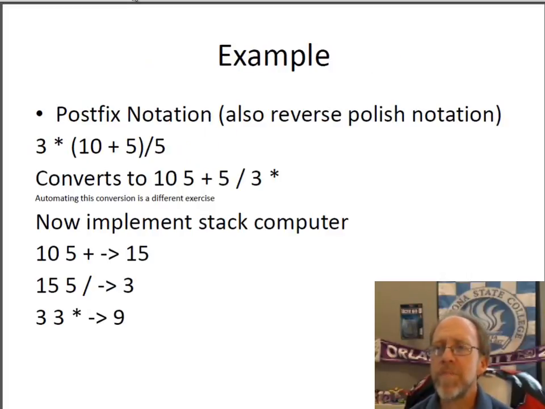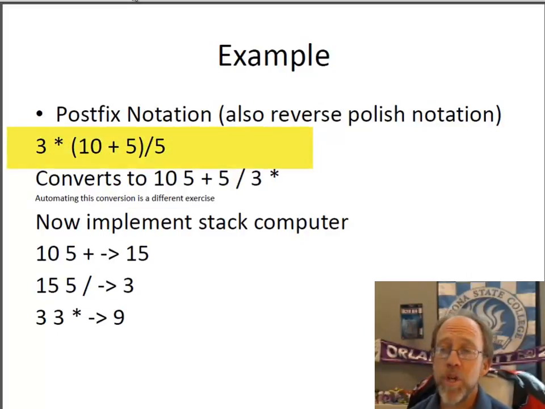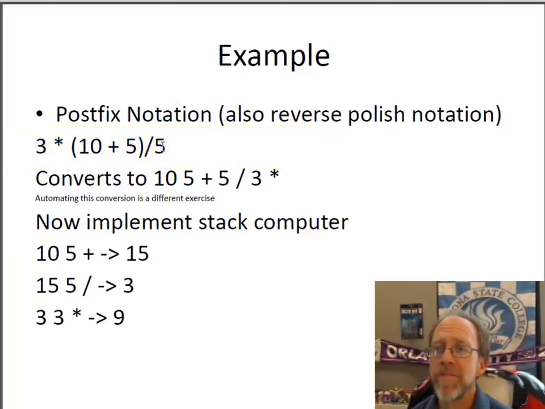So let's go to a little bit more complex example here. In this case, I'm going to do 3 times the quantity 10 plus 5, divided by 5. I'm going to assume that the rules of precedence here are that the 10 and the 5 get added and divided by the 5, and then that gets multiplied by the 3. But if you know anything about the arithmetic involved, whether the multiplication by 3 goes first or the division by 5 goes first, it won't make any difference. But what's in the parentheses is going to take precedence here. If you were to convert that to postfix notation, that would make the actual order of the operations 10, 5, plus, 5, divide, 3, times.